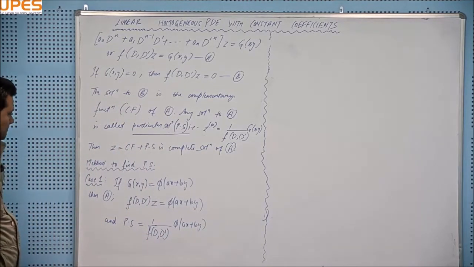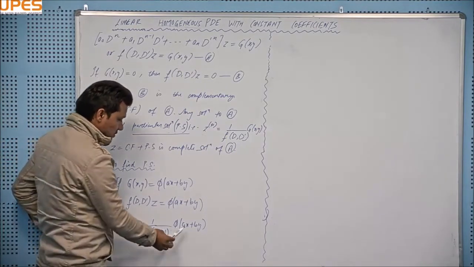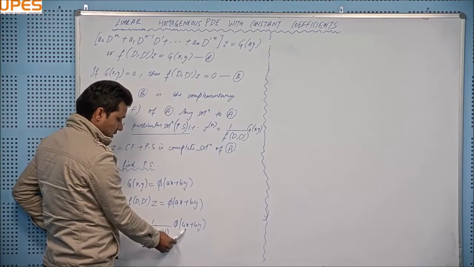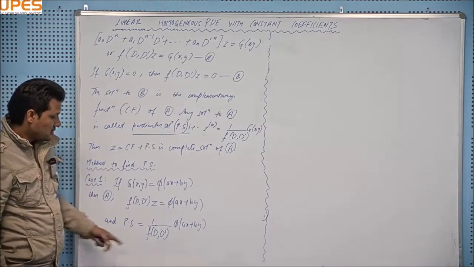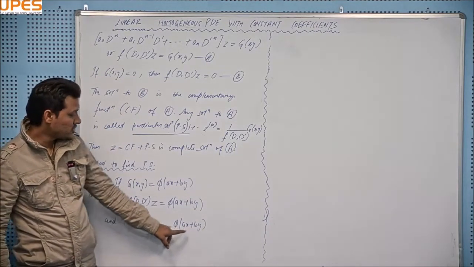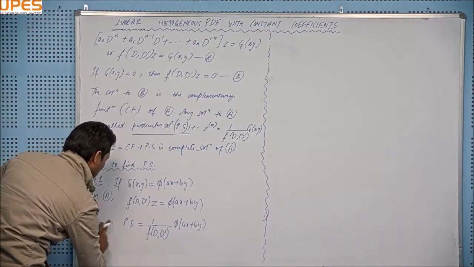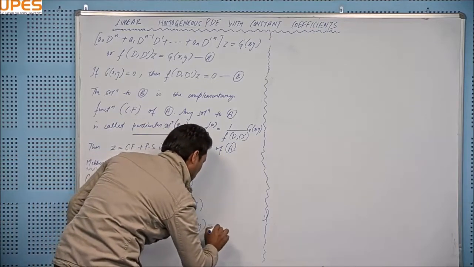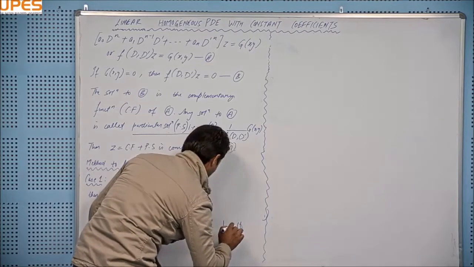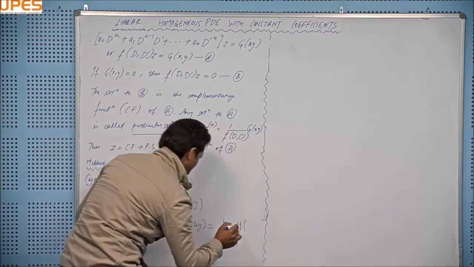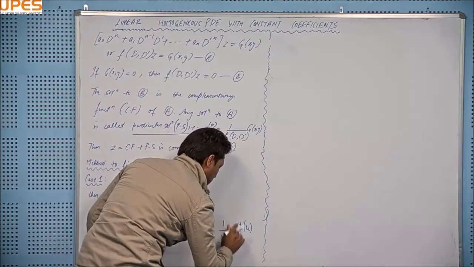The method says that the coefficient of x and the coefficient of y replace D and D' in the denominator. In place of D, put a, and in place of D', put b, right? Then PS is given by 1 upon f(a, b) phi(u), and it will be integrated.